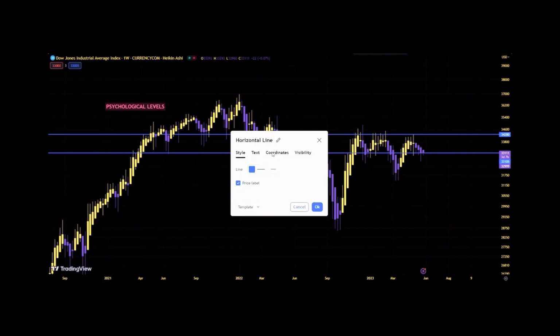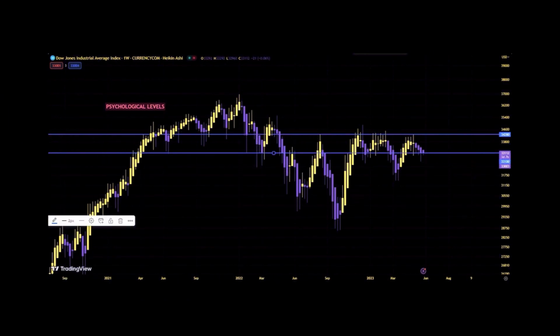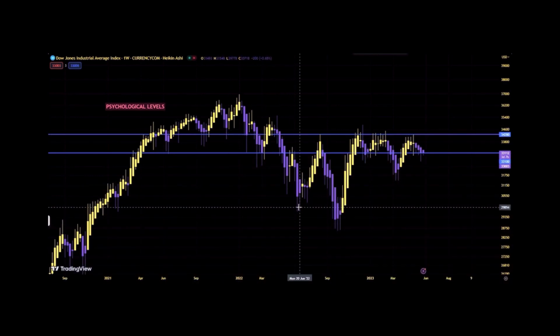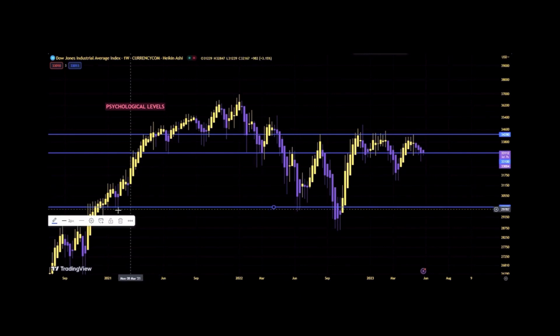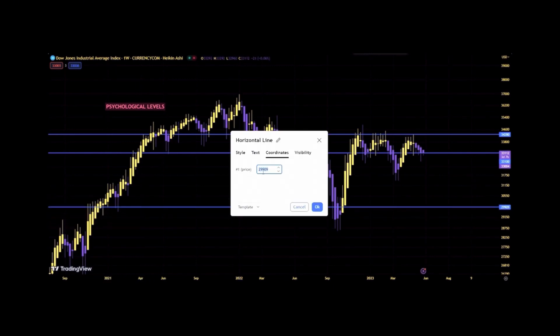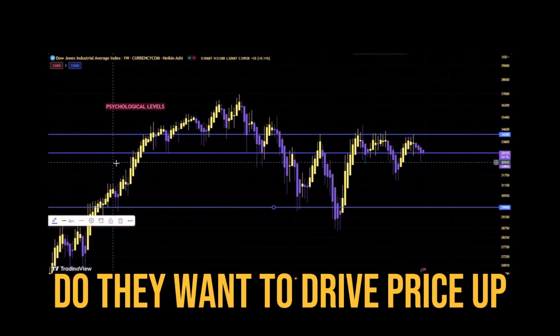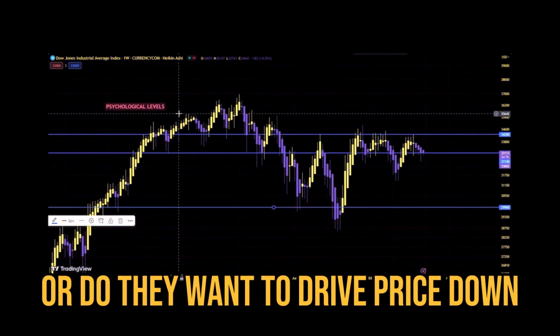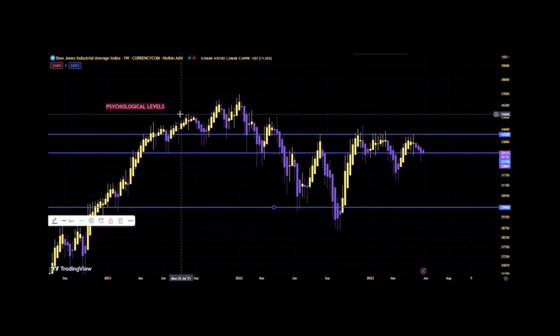The reason why your psych levels are going to line up with your major or minor support levels is because that is a key area where people are looking, right? Banks, retail traders, hedge funds, whatever you name it. They reach these certain levels to see how price is going to react. Are people going to pump it or are they going to dump it? Do they want to drive price up or do they want to drive price down based off of that level?